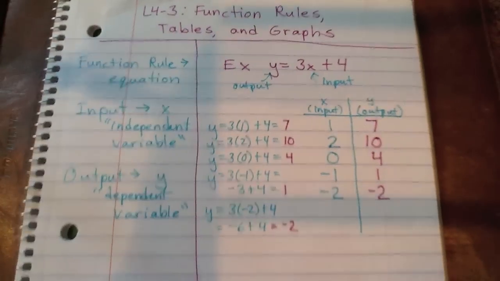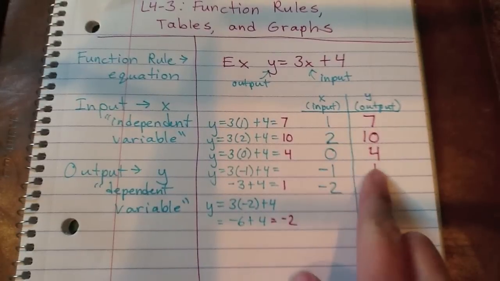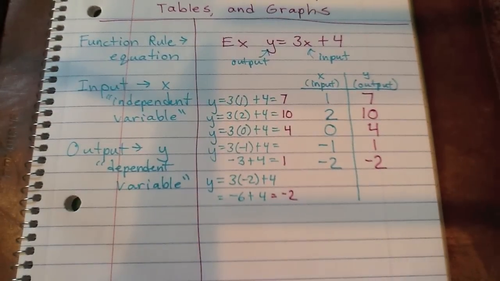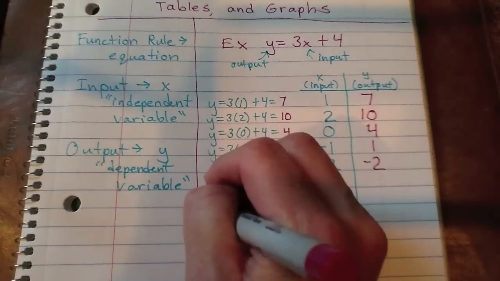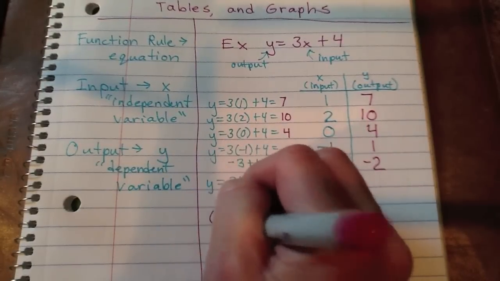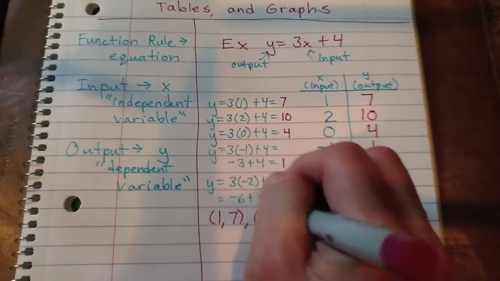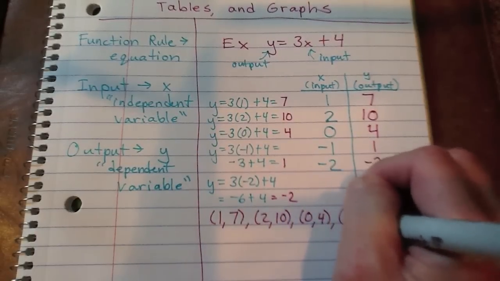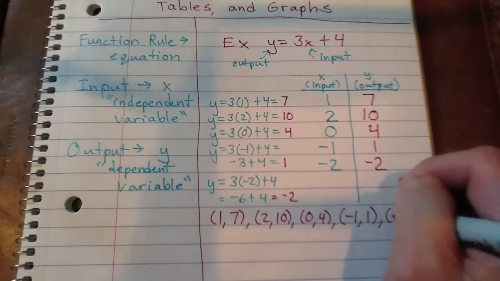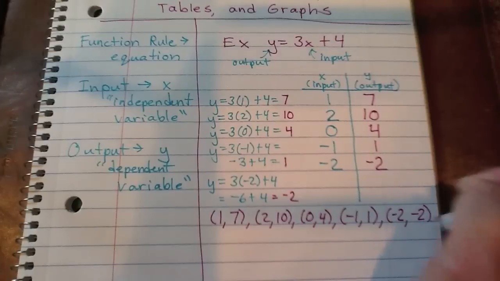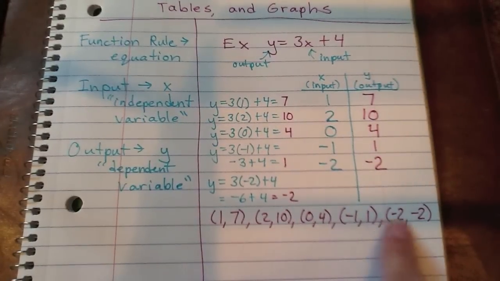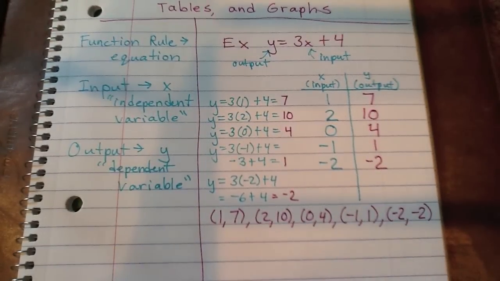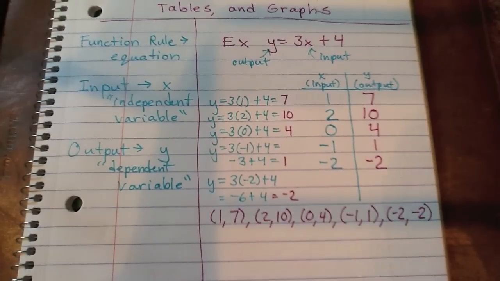Now these form different points that you could plot on a graph if you wanted to. So the points formed here are (1, 7), (2, 10), (0, 4), (-1, 1), and (-2, -2). And if you notice, this is a function because there's no repeating x value. One y for every x.